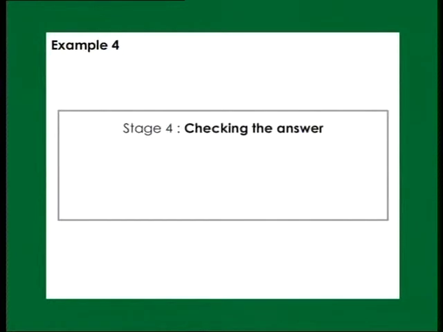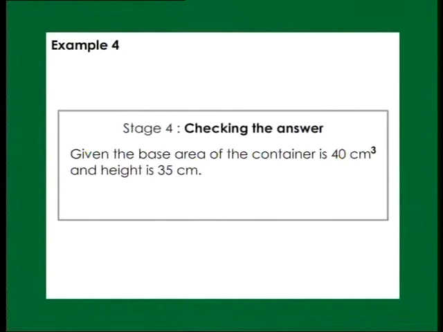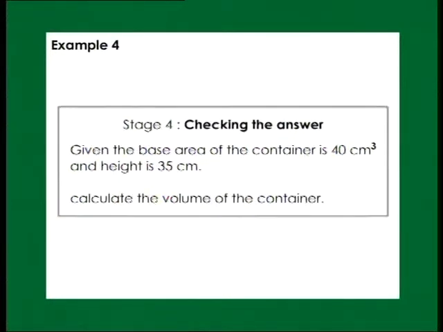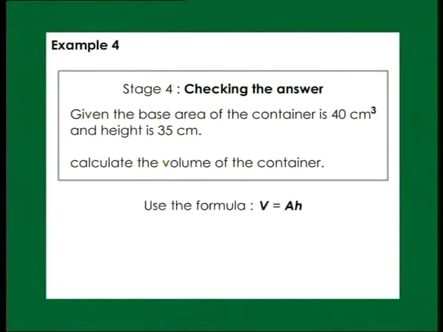Stage 4. Checking the answer. Given the base area of the container is 40 square centimeters and height is 35 centimeters, calculate the volume of the container. Using the formula V equals AH, we can calculate the volume by multiplying the base area and the height. So, V equals 40 times 35 equals 1400 cubic centimeters.